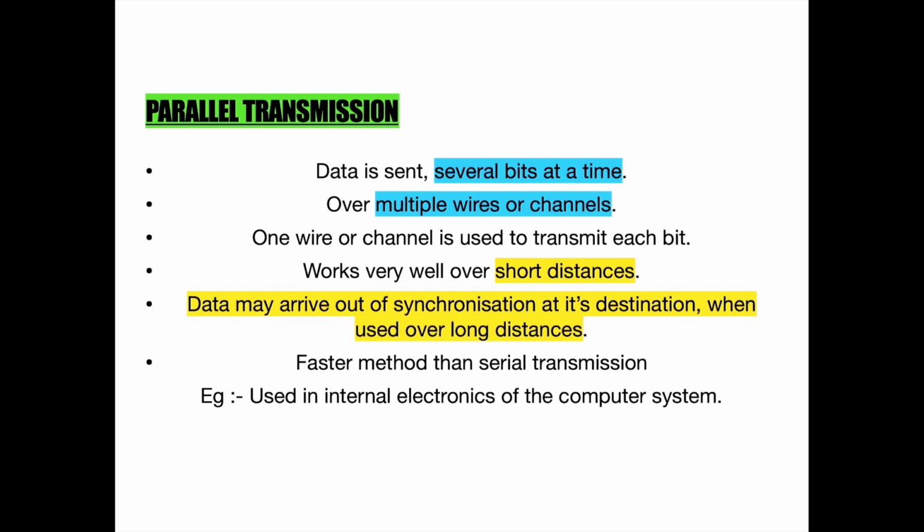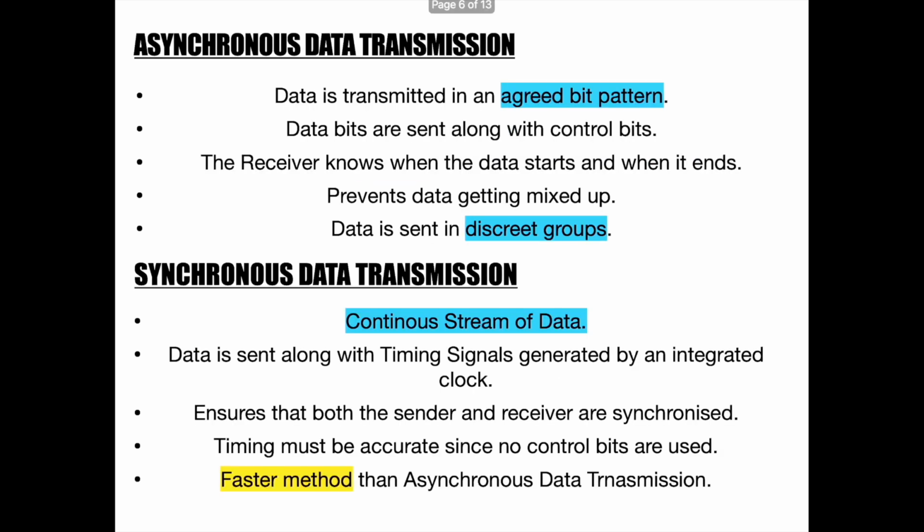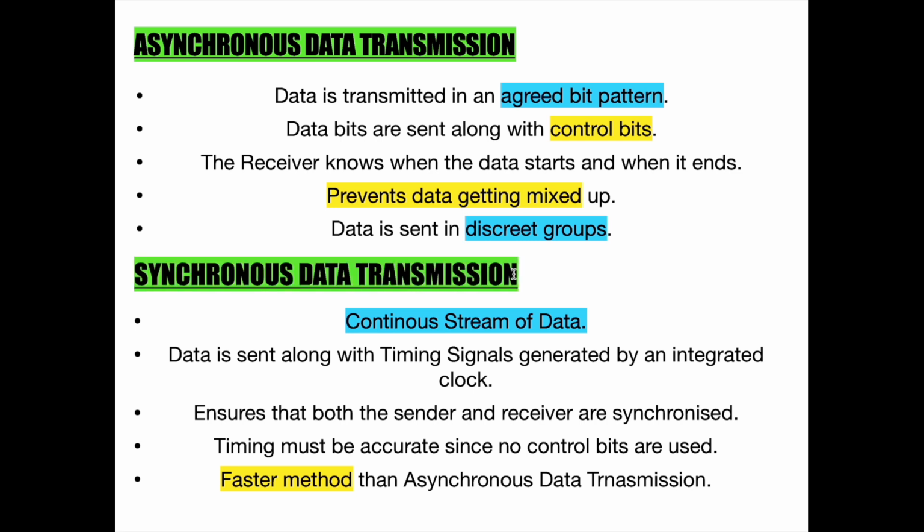Now let's talk about synchronous and asynchronous data transmission. Asynchronous data transmission is where data is sent in a specific bit pattern or in a discrete group. Data is sent along with control bits that indicate where the data starts and ends, and also prevent data getting mixed up. Synchronous data transmission is where data is sent in a continuous stream along with timing signals, which ensure both the receiver and the sender are synchronized. This method is faster than asynchronous data transmission. The timing when transferring data must be perfect since no control bits are used.